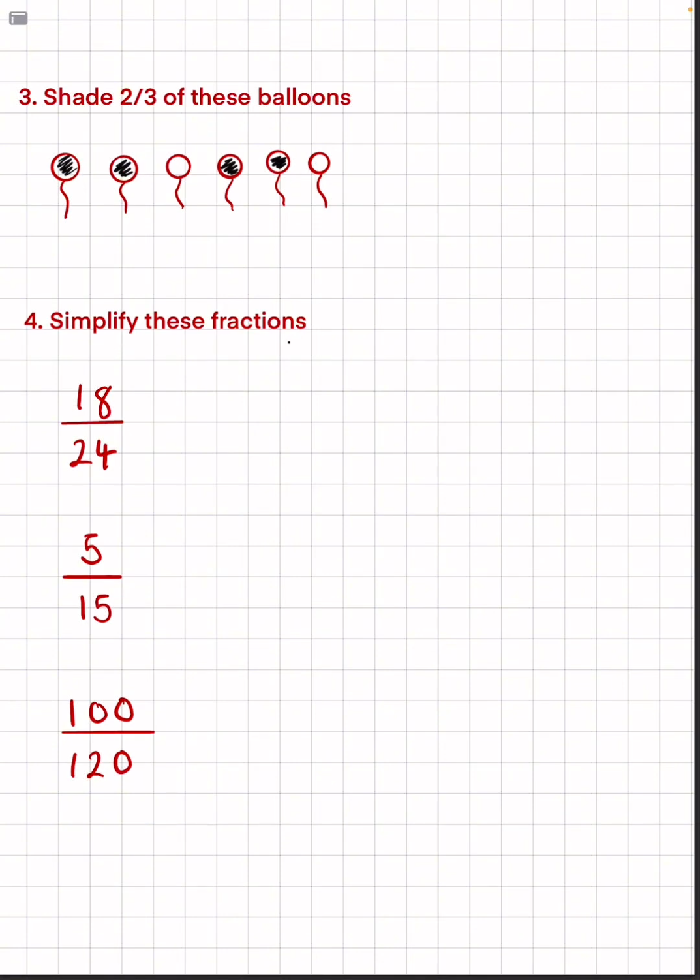Question 4 says simplify these fractions. To simplify a fraction, we need to find the biggest number that goes into both of these numbers. So the biggest number that goes into 18 and 24 is 6. So if we divide by 6, 18 divided by 6 is 3. 24 divided by 6 is 4. So 18 over 24 simplified is 3/4.